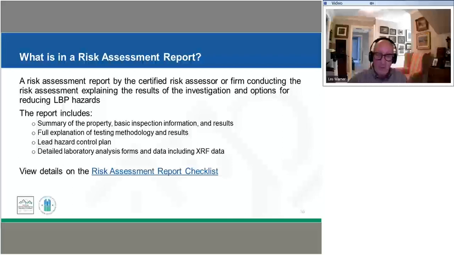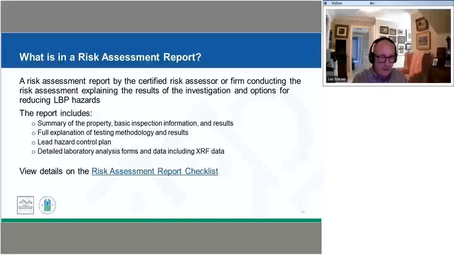So things like the date of when the assessment was done, identifying the building, date of construction, the contact information. But then going through the report, it would go through the results of not only the visual inspection, but also the location of where the testing was done and the results for that, along with that lead hazard control plan as part of that.